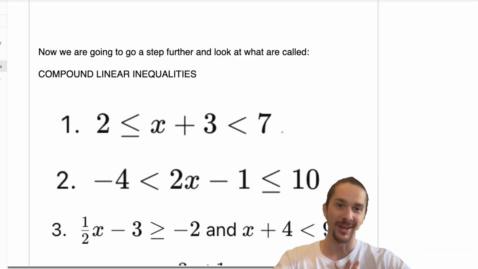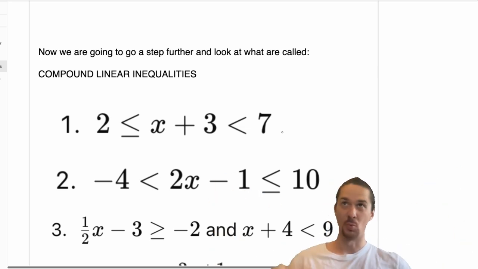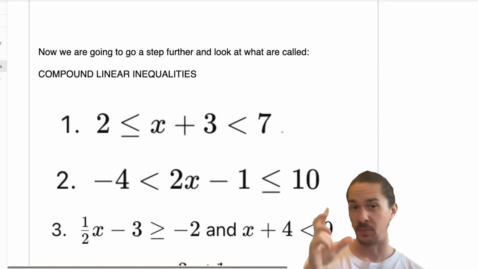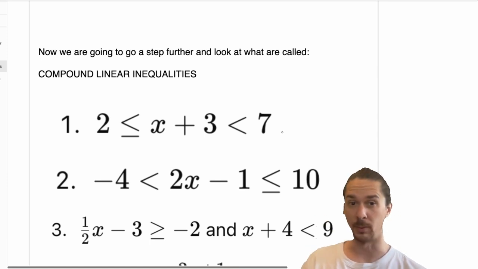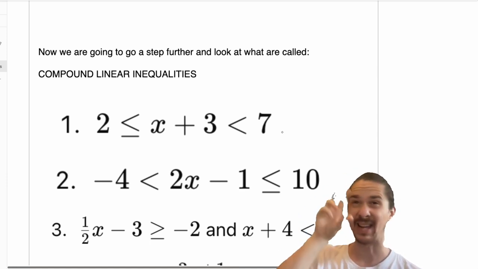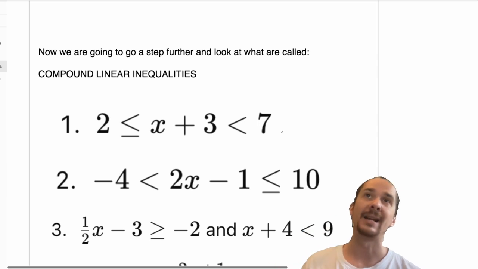Cool. Okay, now we get to some fun stuff. We're going to look at what we call compound linear inequalities. Given that we found some of the linear inequalities questions we had were unanswerable, I actually think there's a good chance we're going to find something similar here. But at a glance, they look okay. So what we're going to do is look at how we solve these, and we're also going to look at how we graph our solutions.